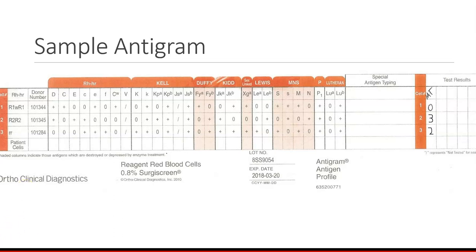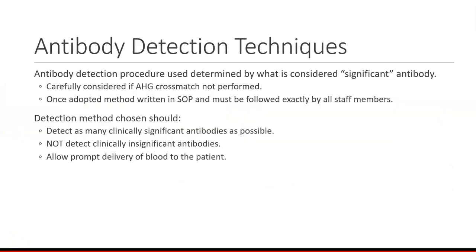In the first cell, 1 is R1R1, 2 is R2R2, 3 is rr. This way we have all the Rh antigens present. And if you look, for example, in the Kell blood group system, cell number 3 is heterozygous for Kell. We have a cell that's heterozygous for Kidd. We don't have a heterozygous for Duffy, but by using 3 screens, you can incorporate more homozygous cells onto your screening test. The antibody detection procedure used is determined by what is considered a significant antibody.